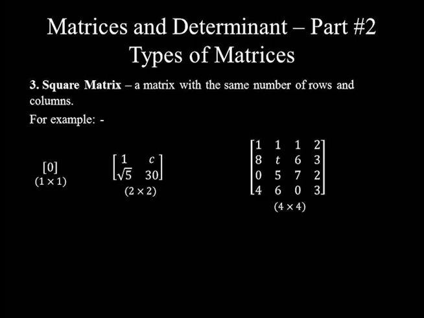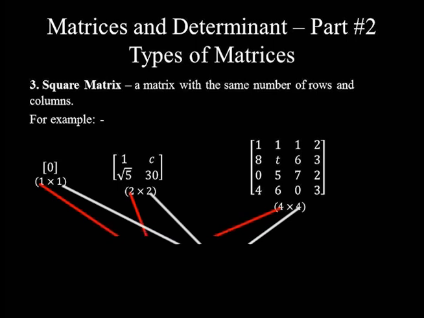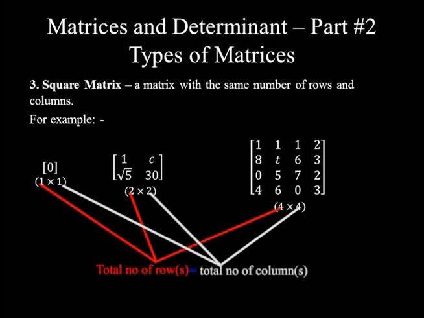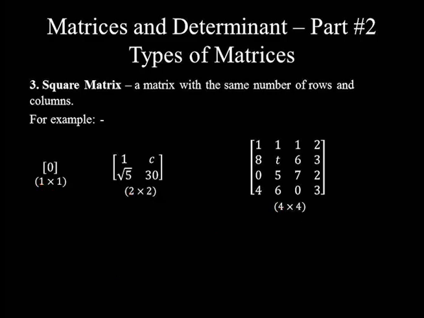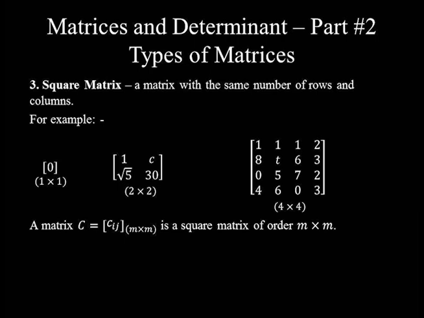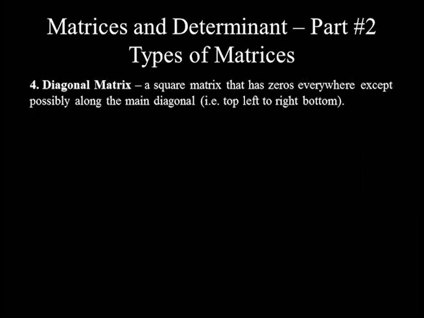To figure out whether a given matrix is a square matrix or not, just count the total number of rows and the total number of columns in the matrix and then equate them. If they are equal, that matrix is a square matrix. If not, it's not a square matrix, rather it's a rectangular matrix. Generally, matrix C equal to c sub ij is a square matrix of order m by m. The fourth one is a diagonal matrix.